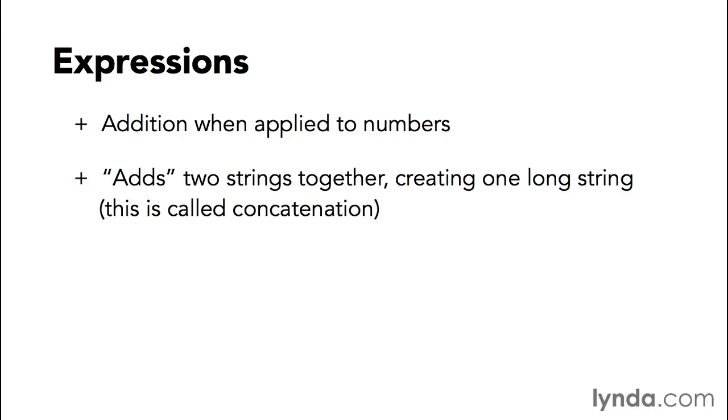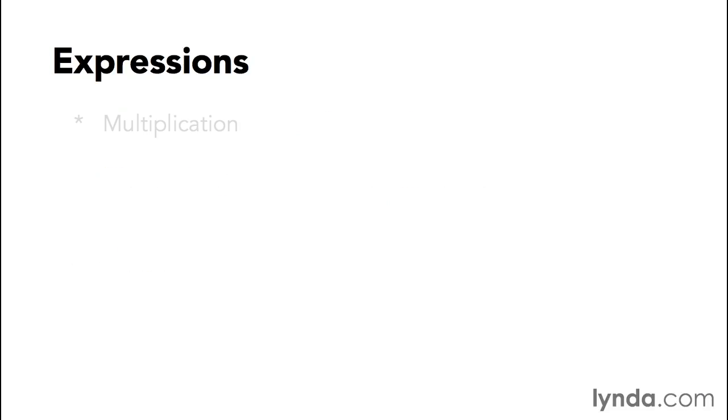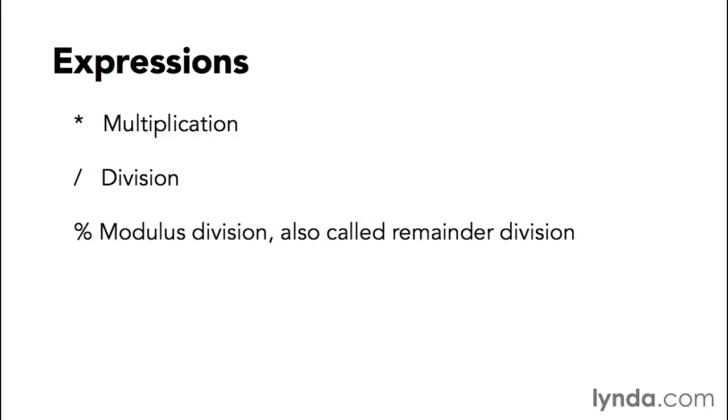One of these operations is the plus sign. When it's used with two numbers, they're added together. But when it's used between two strings, it creates one long string. This is called concatenation. We have the minus sign for subtraction, the asterisk for multiplication, the forward slash for division, and we have the percent sign, which is something called modulus division, but it's also referred to as remainder division.